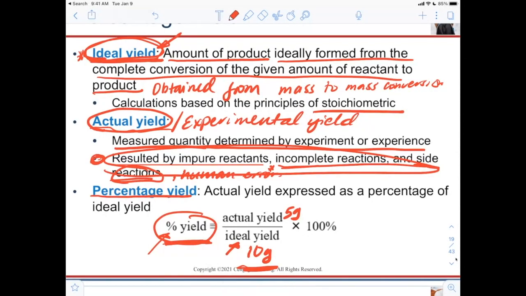But hopefully you understand, right? That it's not just numbers. These numbers are communicating something. You have the ideal yield, the target. Okay?